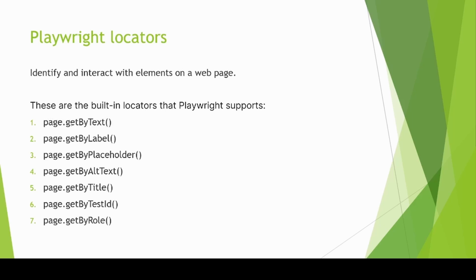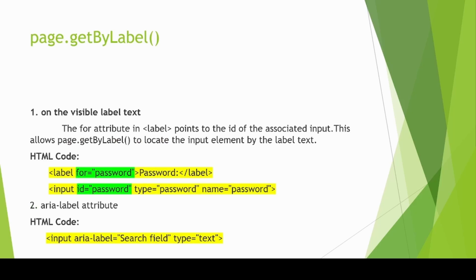Now we have seen how to identify the element using getByText. Next we will see how to use getByLabel. The getByLabel locator is used to identify the element based on the visible label text and aria-label attribute. In the application, the visible text you will get is password and the tag name is label, and this label has a for attribute. Through this for attribute, the password is attached to the input. So using the label we can find the input element.